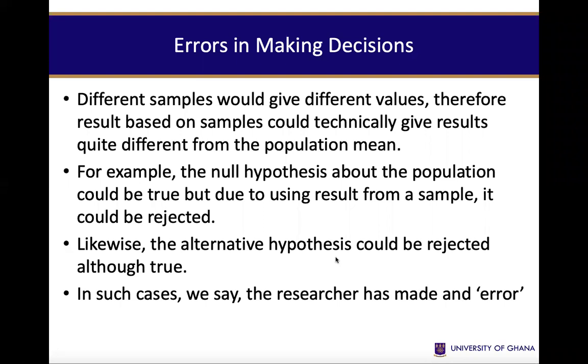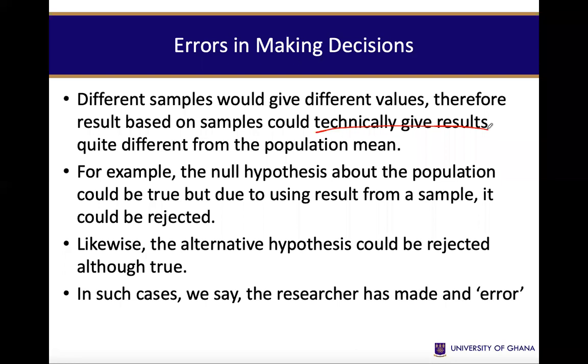So what can we do? We are prone to errors, isn't it? There's always the chance that we can make an error in our conclusion. If you don't take the right sample, if you don't take the right sample size, a lot of things can give us a lot of errors. So indeed, different samples will give different values, of course. And therefore, results based on samples could technically give results that are quite different from the mean. You get it?